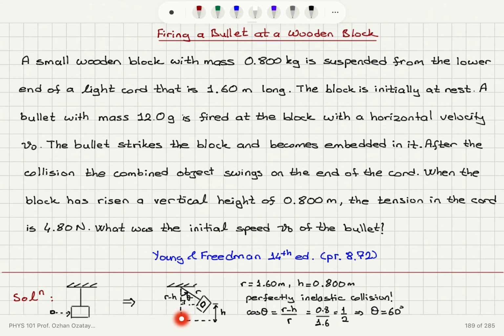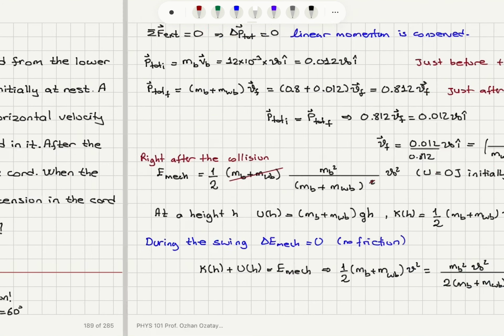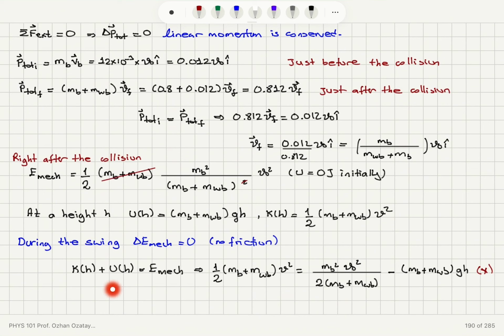So we have an initial velocity of the combined object, and this kinetic energy is turning into potential energy as this combined object rises. So at a height h, we will have the initial mechanical energy of the system, which is purely kinetic because I define potential energy to be zero at the bottom of the path. It will be turned into 1/2 total mass v square, which is the kinetic energy, plus the potential energy, the total mass times g h, is equal to the initial mechanical energy, which is this term.